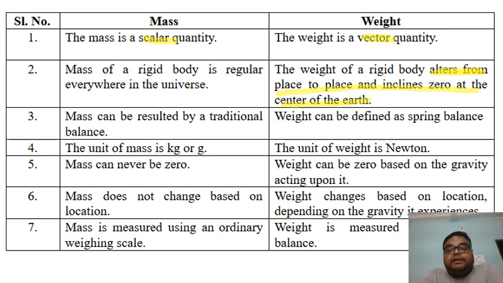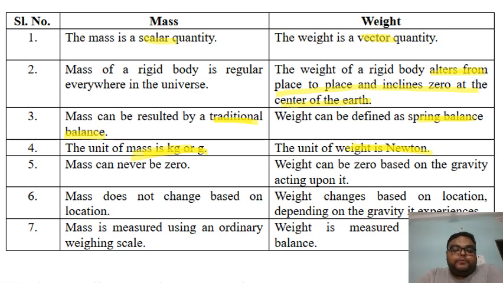Mass can be measured by a traditional balance or a physical balance, and weight can be measured by a spring balance. The unit of mass is kilogram or gram, and the unit of weight is Newton.